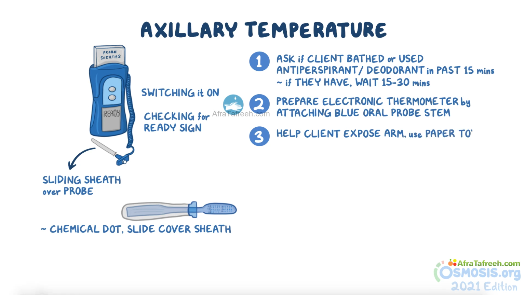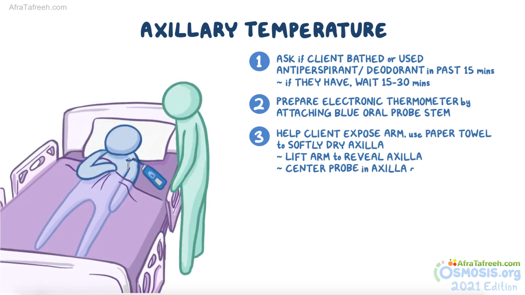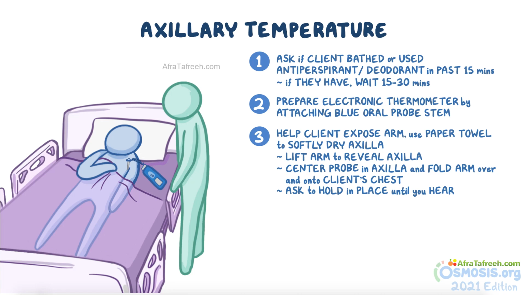Use a paper towel to softly dry the axilla. You can now lift up their arm to reveal the axilla. Center the probe in the axilla and fold the arm over and onto the client's chest. Ask the client to hold it in place until you hear the electronic thermometer chime, or for 3 minutes if it's a chemical dot thermometer.